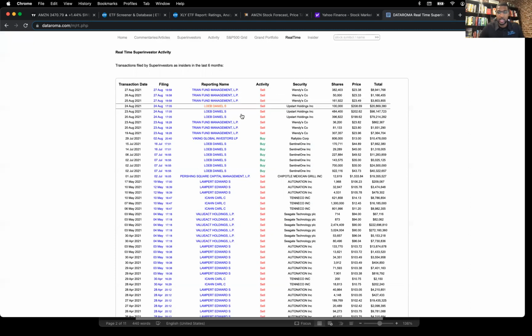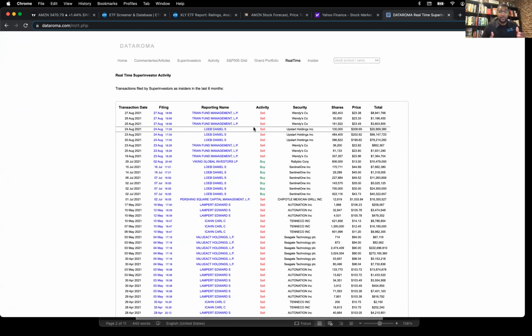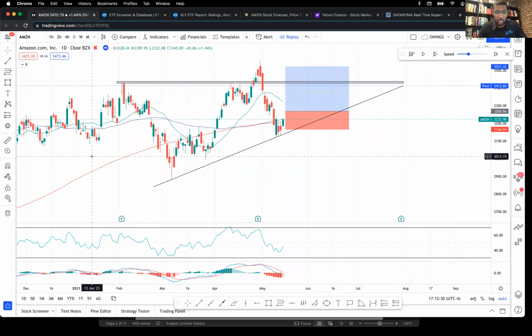And you can see that they've been selling Wendy's all month. This particular fund has been selling Wendy's all month. So now you've got to look at Wendy's stock and see if this movement right here had an actual effect on the stock price. Let me go on a tangent and find out. Wendy's.